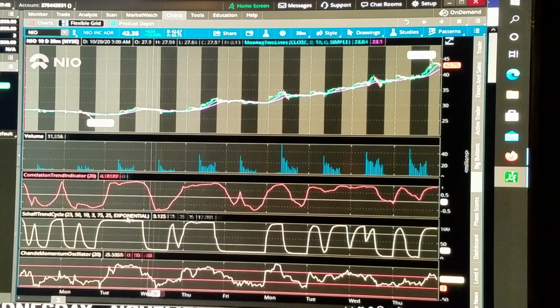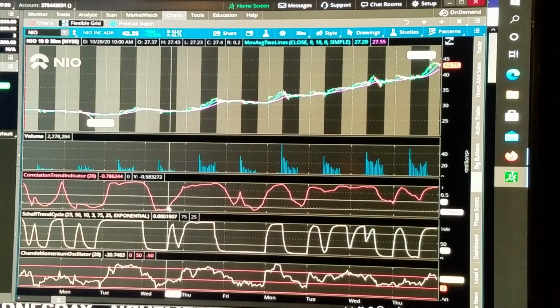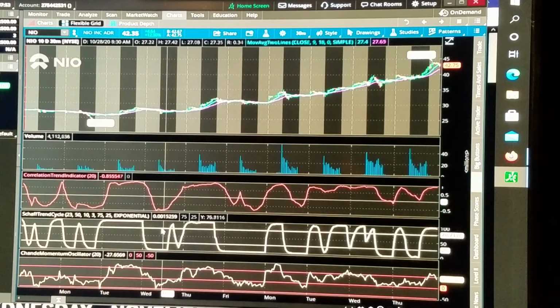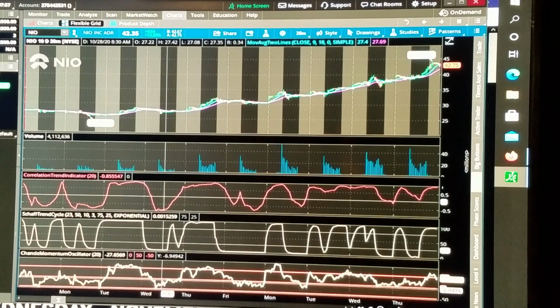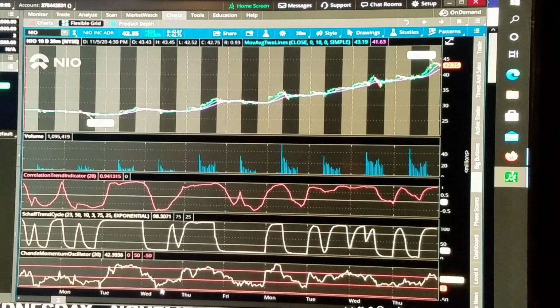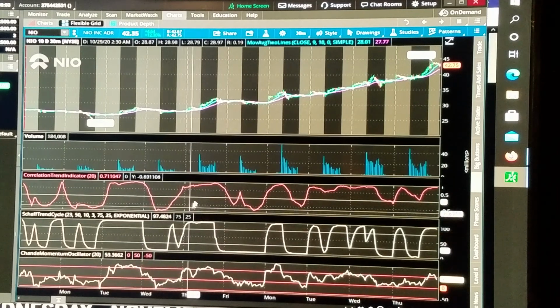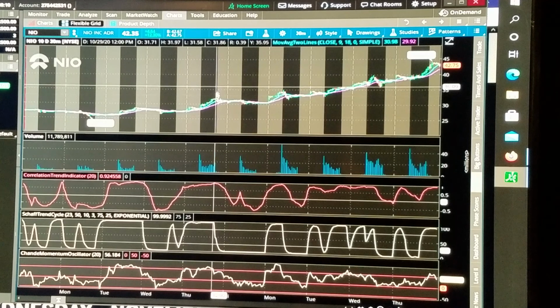And that's what it looks like. What we'll see is we'll start to see a recovery on the correlation trend indicator, then we'll see the Schaff trend cycle, and then the Chande momentum oscillator will show us that things are starting to happen. It's getting more popular, and it shows it here and here, and then the price jumps up here, as it did.